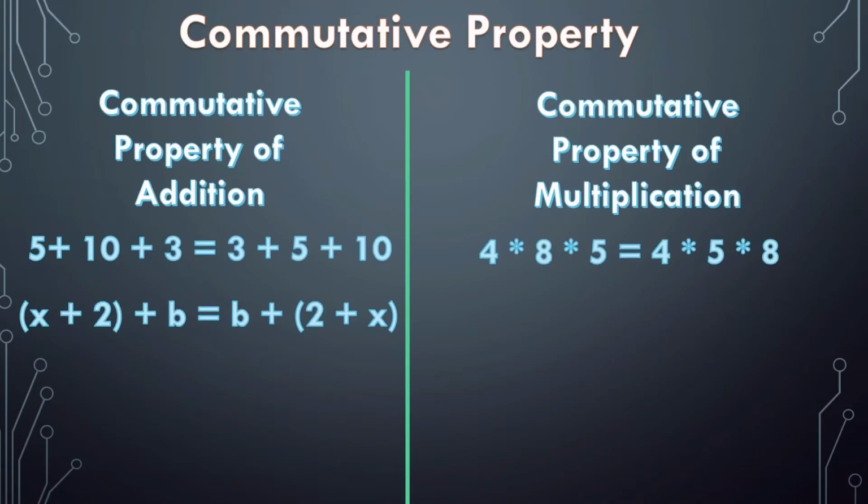For multiplication, again, it's the same thing. Your value is going to stay the same. You're just going to move numbers around and you're still multiplying. We can also do this with parentheses as well. As long as one number moves positions, it's the commutative property. It has moved. It's commuted places.